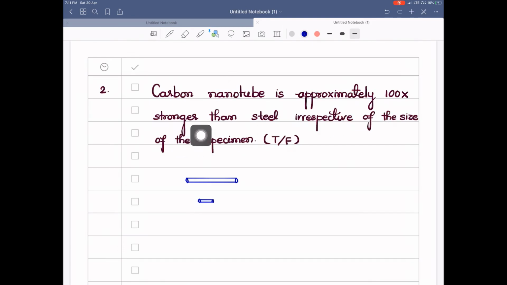If the carbon nanotube is in the range of nanometer, then it will be stronger than steel. But if it is in the range of millimeter or centimeter, then it will be very weak in strength and less strong than steel. So this statement again is false.